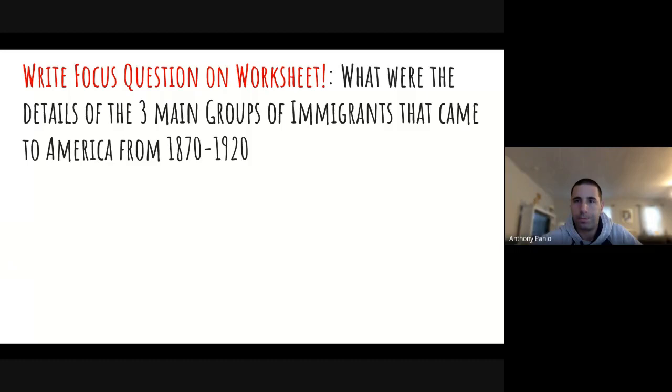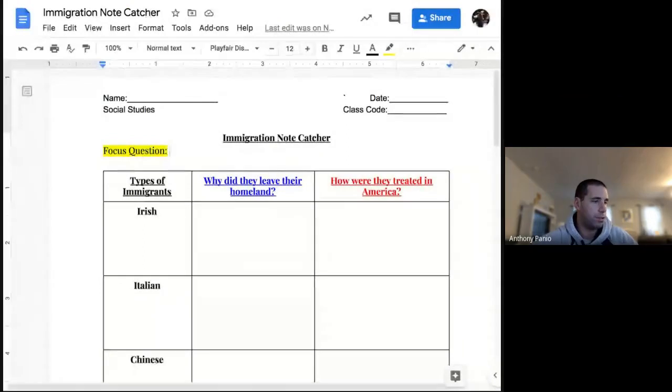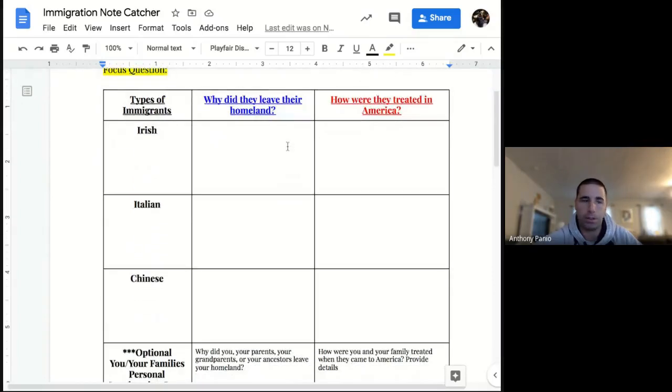Hold on one second. That's not it. All right, so if you're looking at the immigration note catcher, you will see we have three different types of immigrants, okay? And then we have the questions: why did they leave their homeland? How are they treated in America? Okay, so these are the two questions we're going to answer, and we're going to fill in these two boxes.